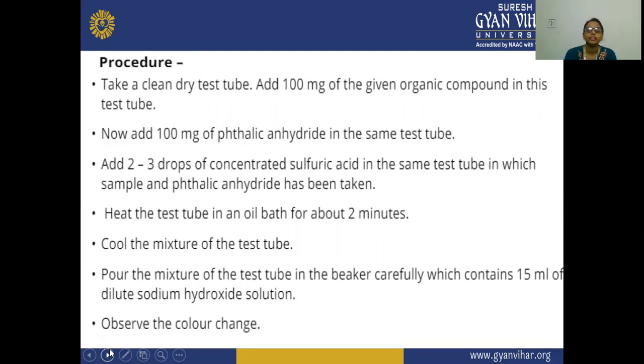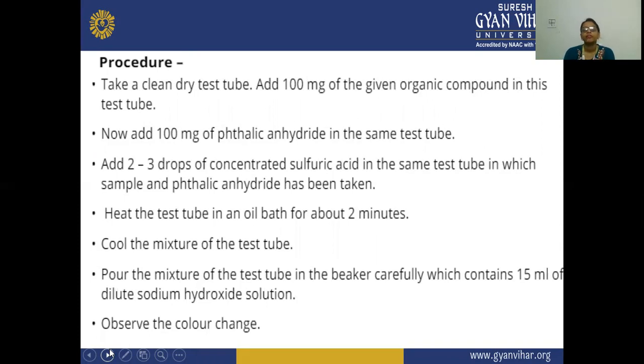After that, heat the test tube in an oil bath for about 2 minutes. After heating for 2 minutes, we cool the mixture and pour the mixture of the test tube carefully into a beaker which contains 15 ml of dilute sodium hydroxide solution.